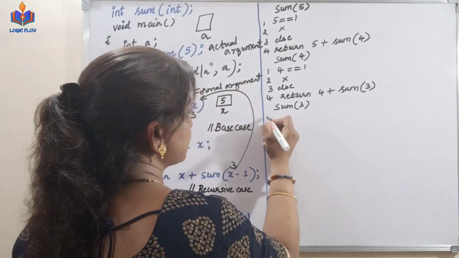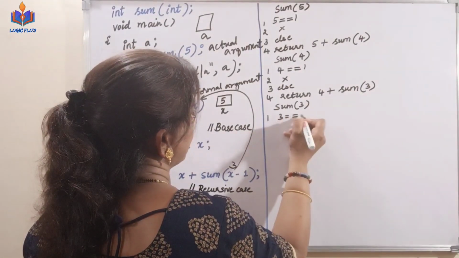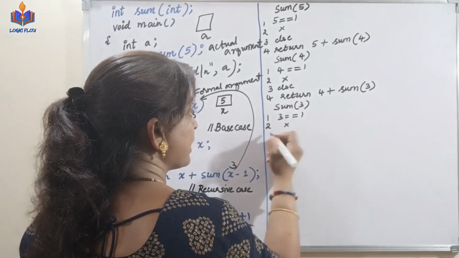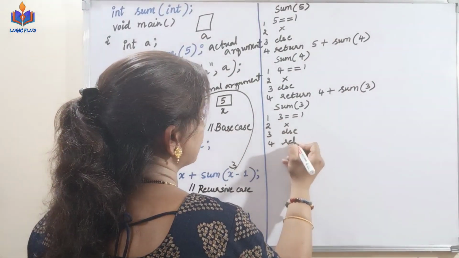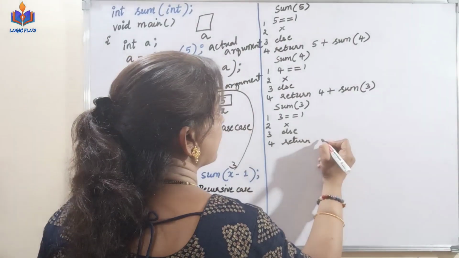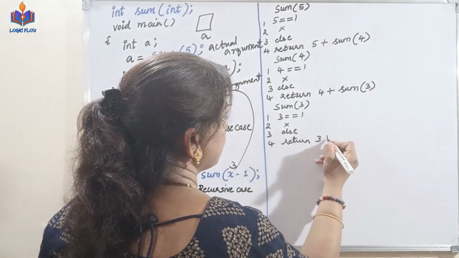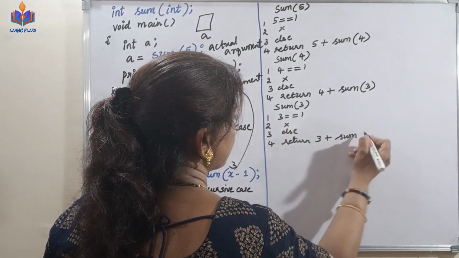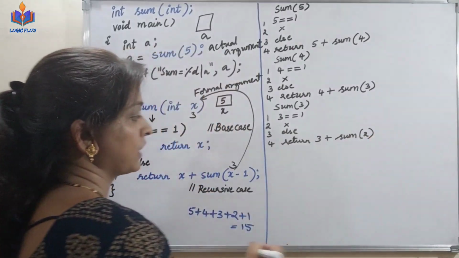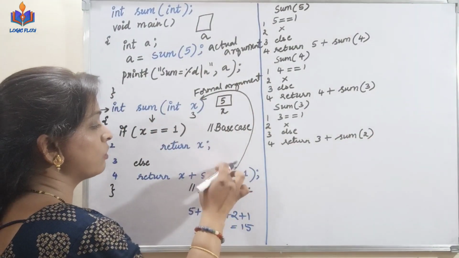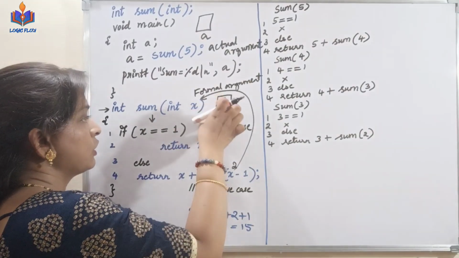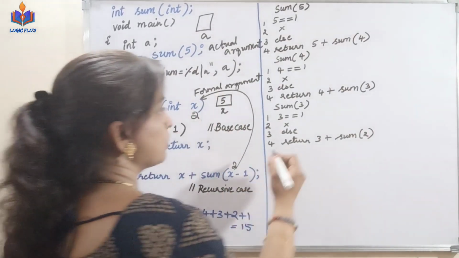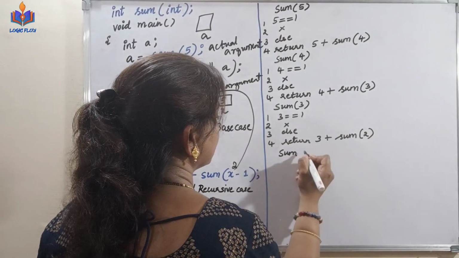Again all the 4 statements. Is 3 equal to 1? No. Statement 2 will not be executed. Statement 3, that is the else part. Statement 4, I say return x. x is how much? 3. 3 plus sum of 3 minus 1, it is 2. Again a function call with a new value, that is 2. Now x is receiving 2. So I say sum of 2.